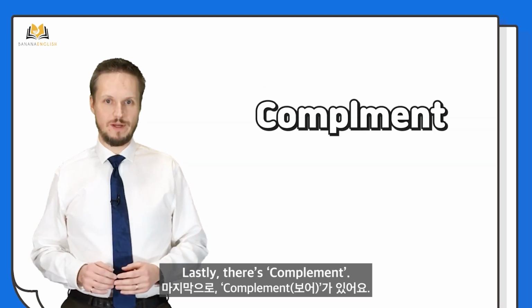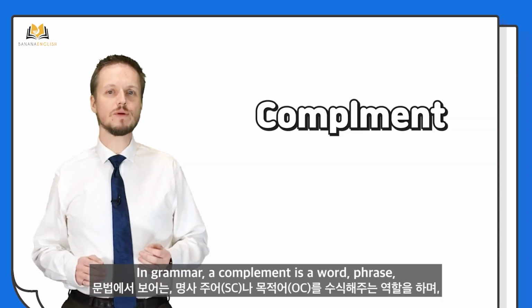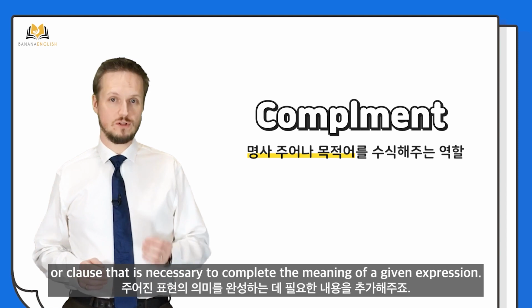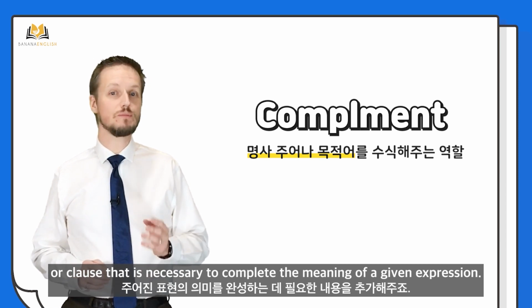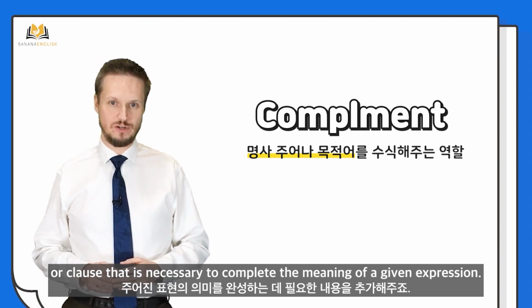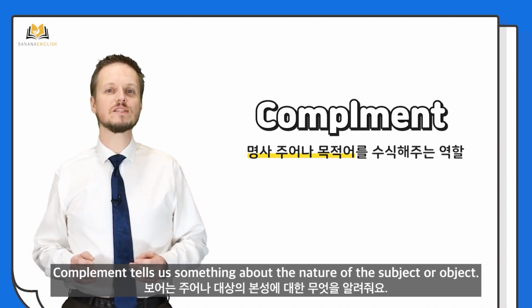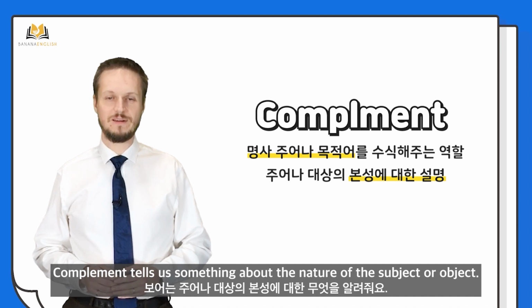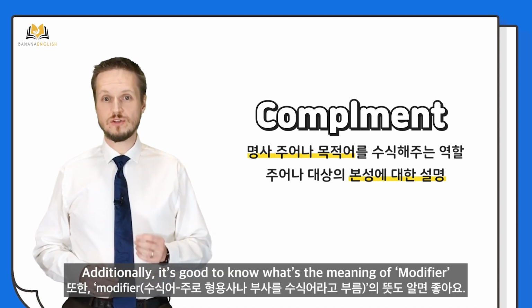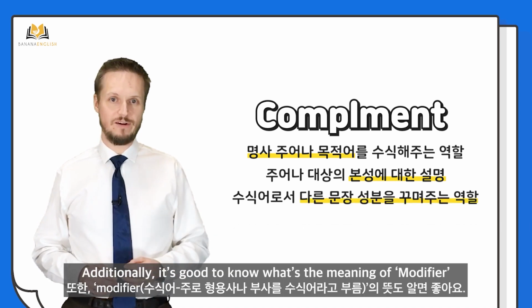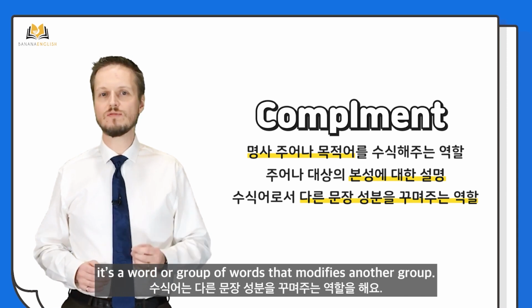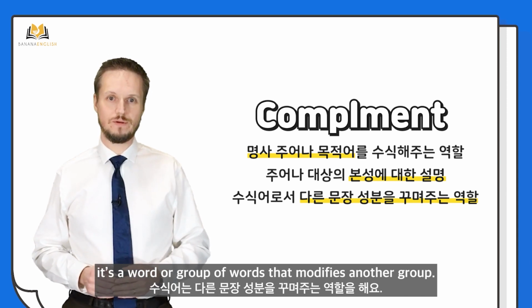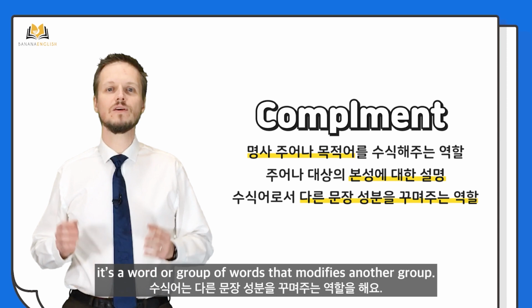Lastly, there's complement. In grammar, a complement is a word, phrase, or clause that is necessary to complete the meaning of a given expression. Complement tells us something about the nature of the subject or object. Additionally, it's good to know the meaning of modifier. It's a word or group of words that modifies another group. Okay.